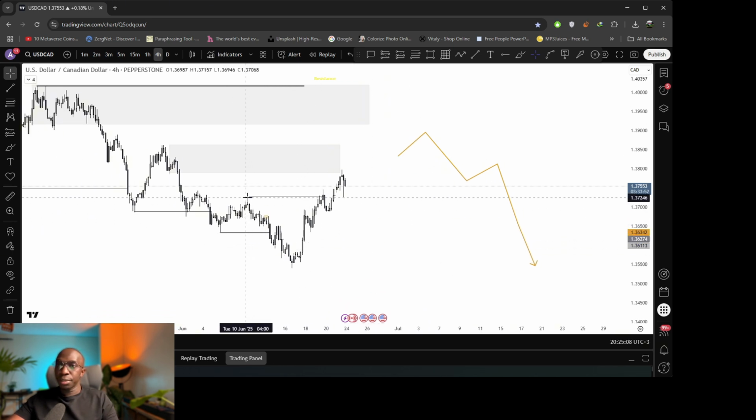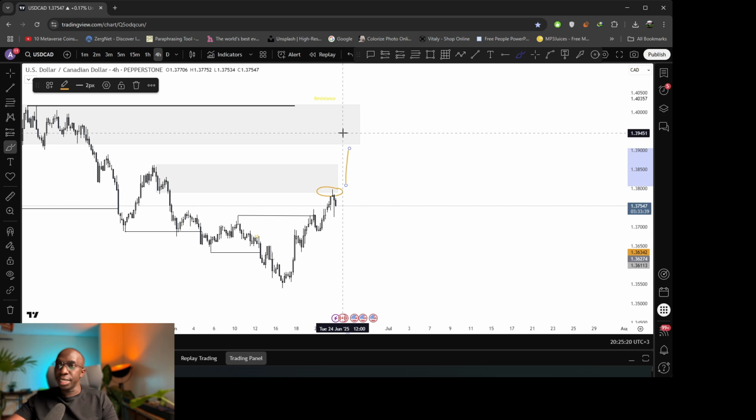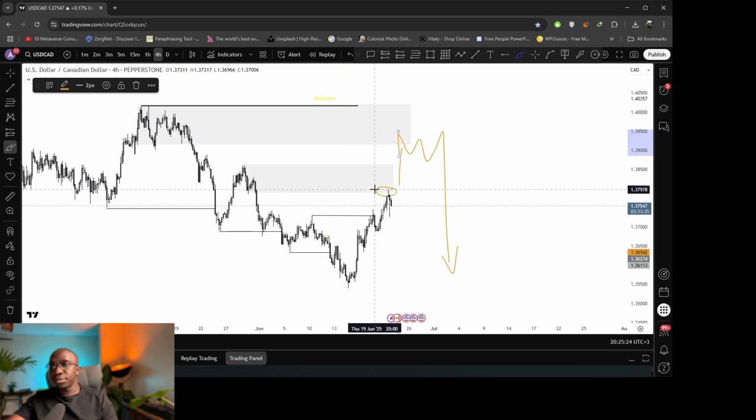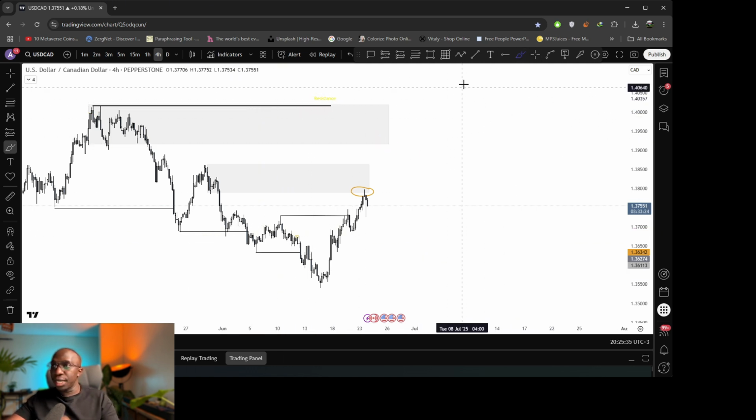Within that pullback, we could possibly see another deeper pullback. However, we are reacting off this key level. But if we do break that key level right here and continue up to the upside, I'd be looking for price range and then continuation sells to the downside with that continued selling pressure and these strong highs to remain strong and remain unbroken. So that's what I'd be looking for with regards to USD CAD.